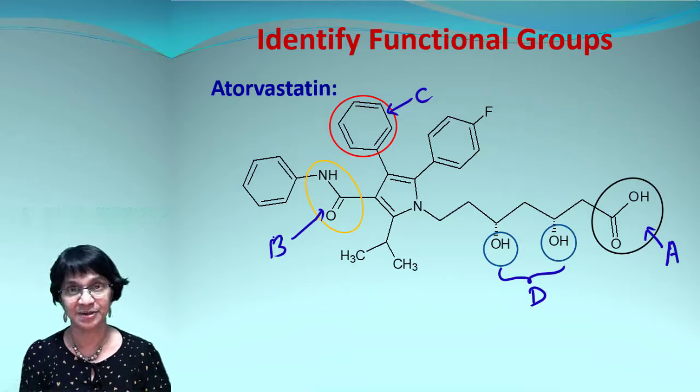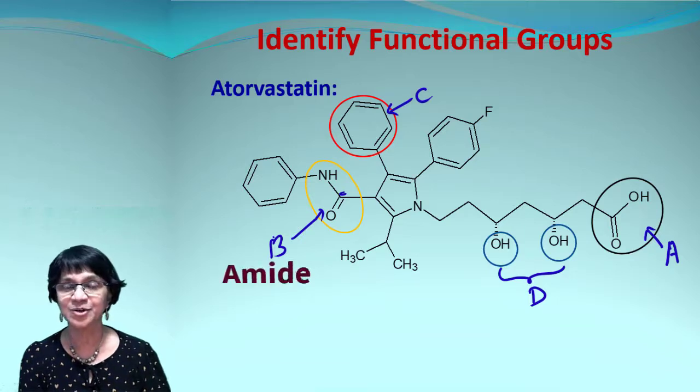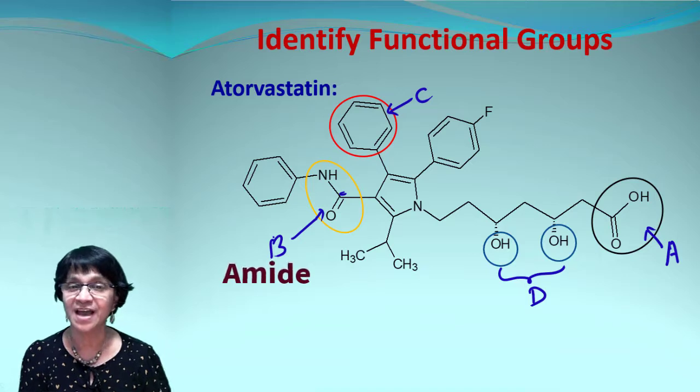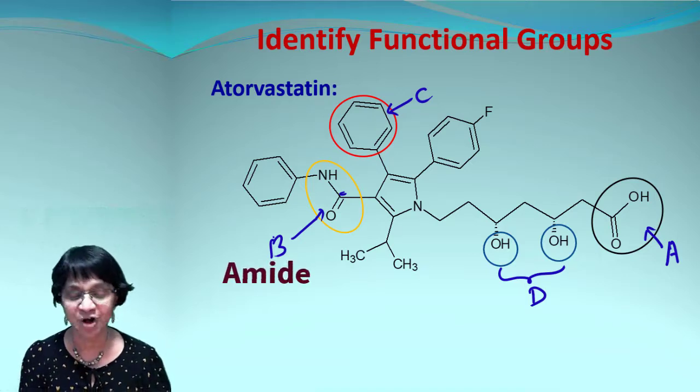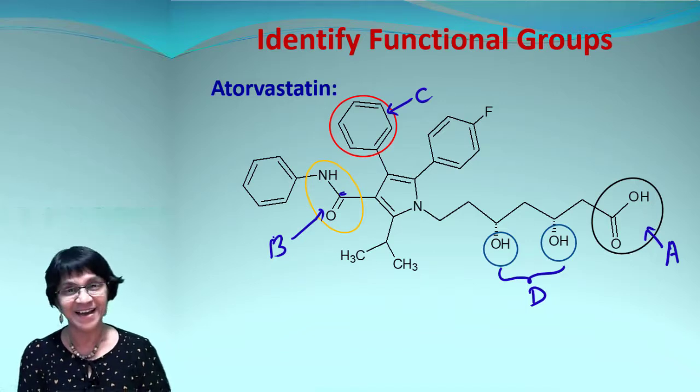Then let's go to B. Did you see there is a carbon over here connected to a carbonyl, CO, and also NH? What is this group called? This is an amide group, also called a carboxamide group. It's also present in many of the proteins and peptides.